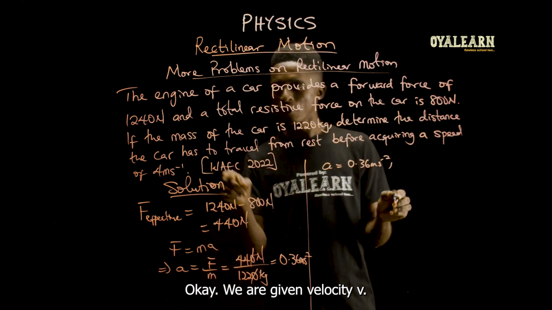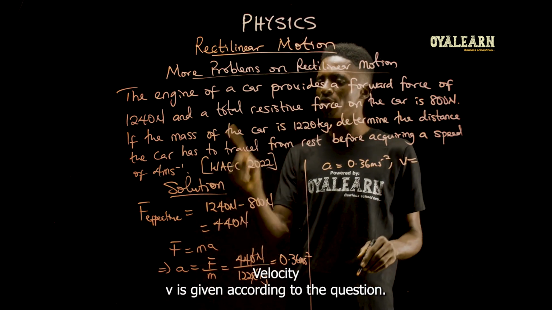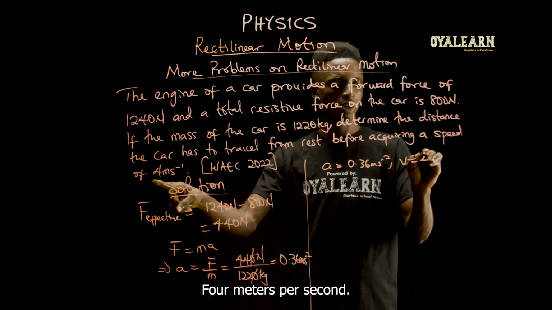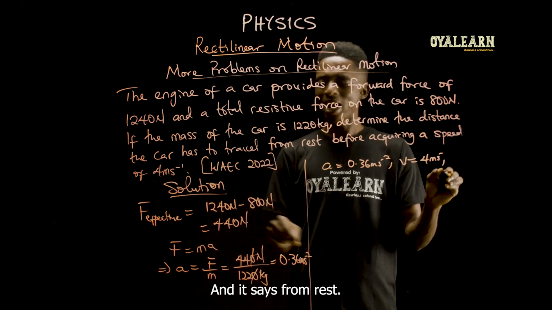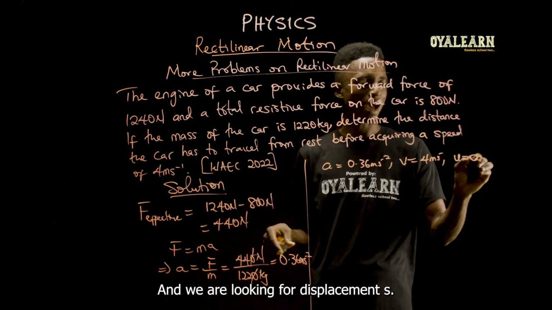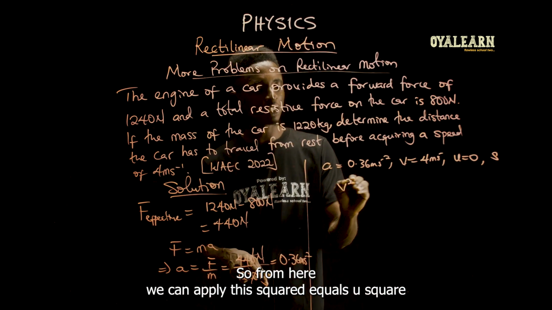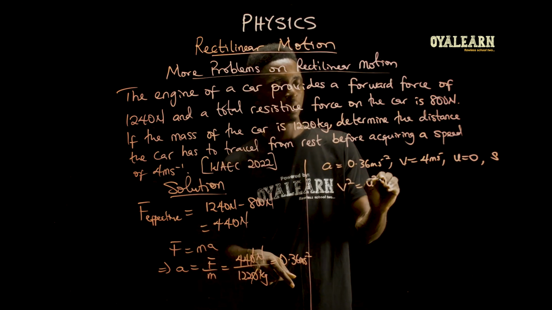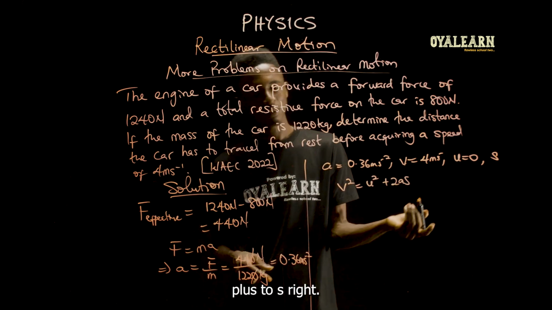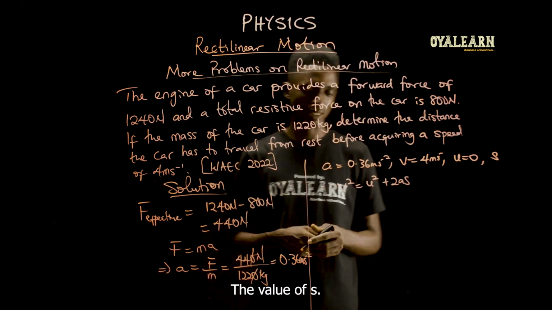Okay, we are given velocity v. Velocity v is given according to the question 4 meters per second, and it says from rest, so u is 0, right? And we are looking for displacement s. So from here we can apply v squared equals u squared plus 2as, right? So let's put everything into this equation and find the value of s.